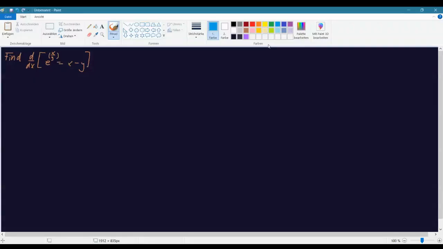Today we are going to practice our implicit differentiation by differentiating e to the x over y equals x minus y. What we're going to do is take the derivative of both sides. So we're going to differentiate e to the x over y with respect to x, then differentiate x with respect to x and y with respect to x, and that's actually going to make that dy over dx, which is our slope of the tangent line.